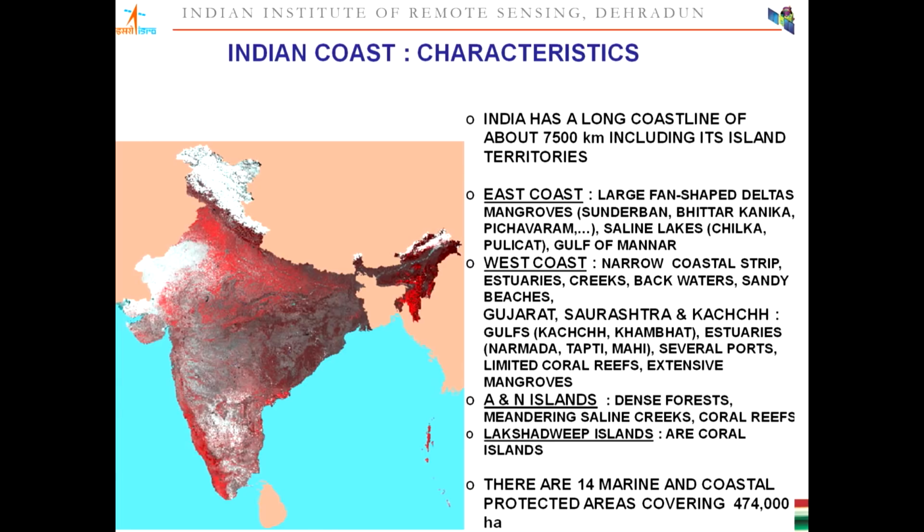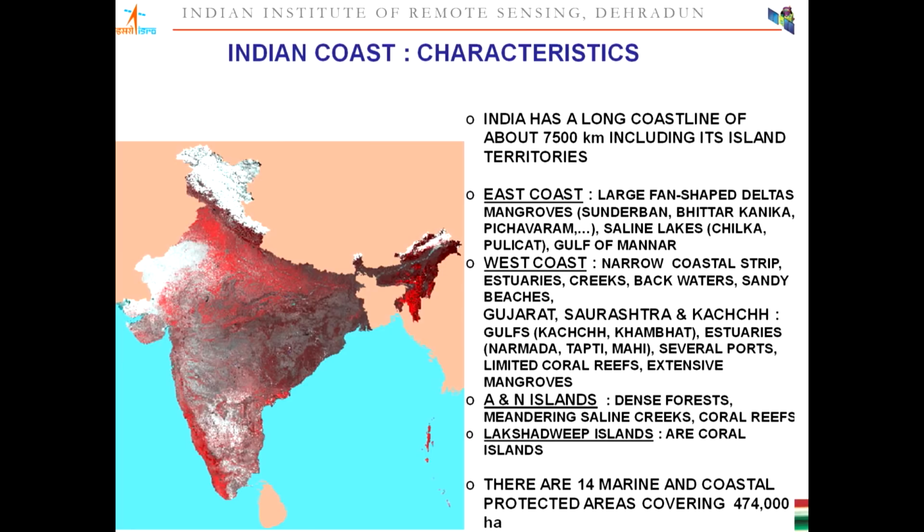Also, in the west coast, there is a very narrow coastal strip. There is a good number of estuaries in the western coast, like Narmada, Mahi, Sabarmati, Dhadar, Tapi. So they are the estuaries. We have creeks, backwaters, sandy beaches, and there are the gulfs, particularly the Gulf of Kutch and the Gulf of Khambat. I have told you the estuaries Narmada, Tapi, Mahi, Sabarmati. We have also limited coral reefs, and also mangroves.